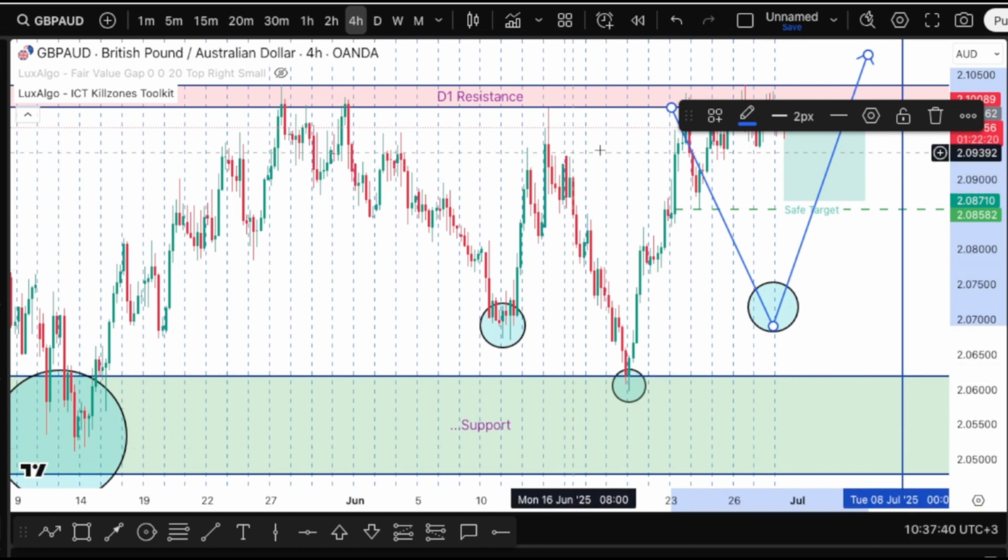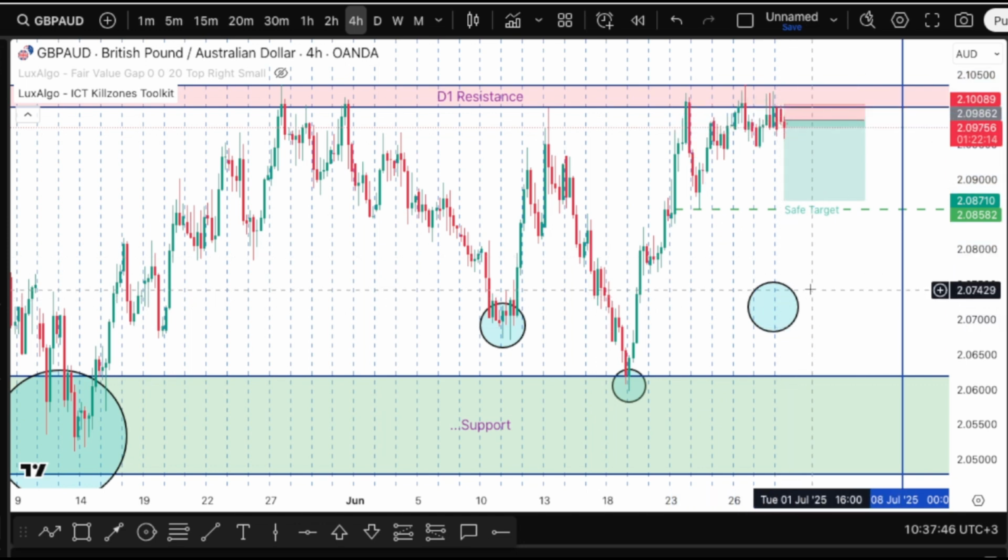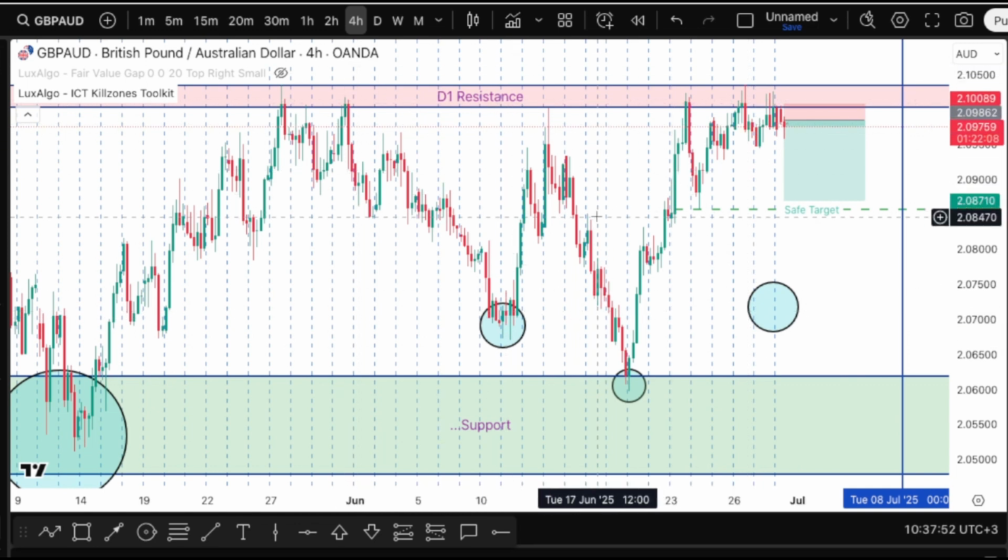So since we had support and I'm anticipating the price to come to this level to complete the formation of the inverted head and shoulder, I'll be looking for buys at this position, but that's not important for now. So as we've seen in the D1 and H4, the price is at D1 resistance.